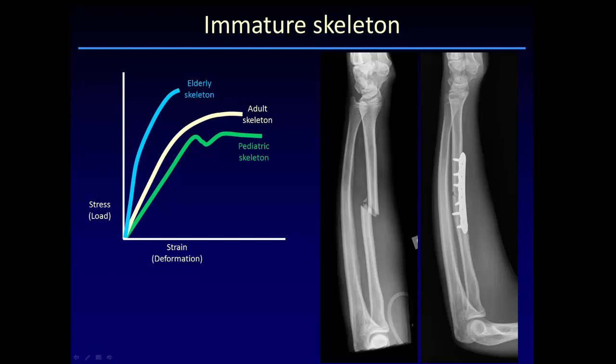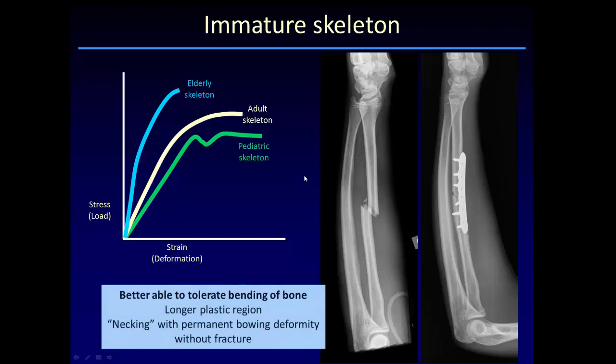Children also participate in a lot of sports and activities, and so we want to remember that their physeal plates are particularly vulnerable. Another thing we need to remember is that their bone may fail as a result of bending, and this bending takes place because the pediatric skeleton has a capacity to bow. Adult bone, which is more brittle than pediatric bone, will tend to crack and break. But the immature skeleton, the bone is what we call ductile.